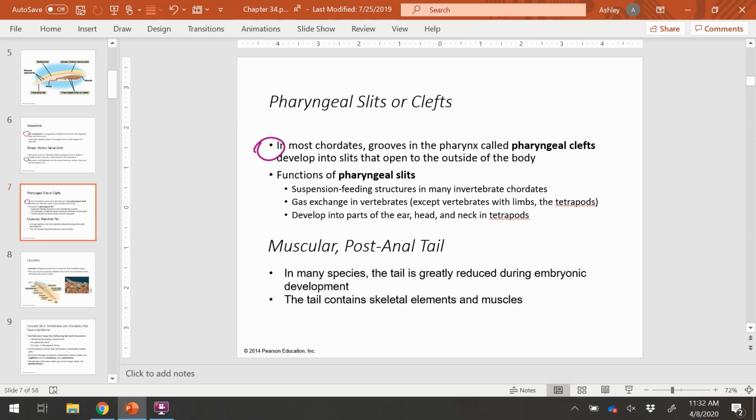Then looking at the last one, muscular post-anal tail, is pretty self-explanatory, as it will either be developed into a tail for the vertebrate, or it's going to be reduced and have a lack of a tail. But this area contains skeletal elements of vertebrate and muscles.